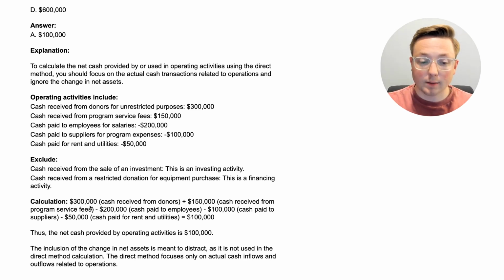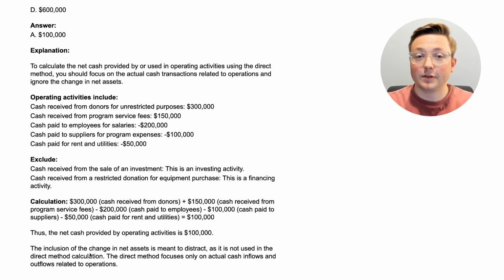So you just add it all up: the $300,000 received from donors, the $150,000 from program service fees, less the $200,000 cash paid to employees, less the $100,000 cash paid to suppliers, less the cash paid for rent and utilities. All that together is a $100,000 increase in the statement of cash flow operating activities.